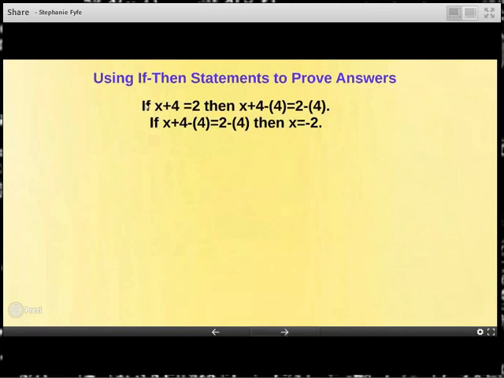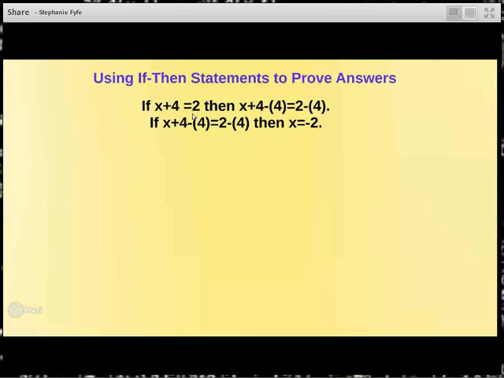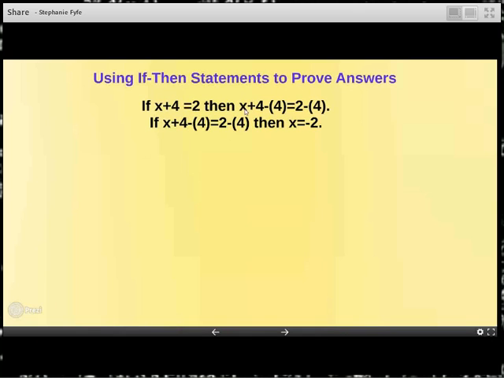If I take this simple statement, if x plus 4 is 2, which we're just assuming is true, remember we always assume that first, then x plus 4 minus 4 equals 2 minus 4. Remember, we can always subtract 4 on both sides. So if this is true, then x equals negative 2. So we have the conclusion that if x plus 4 equals 2, then x equals negative 2. Since we assume this is true, we know this is true.